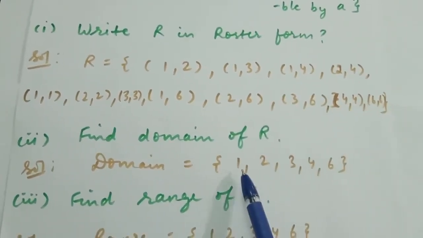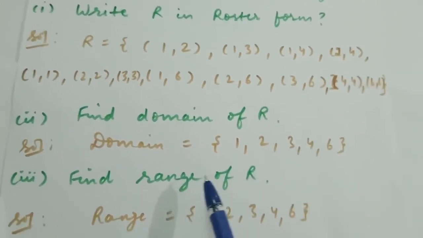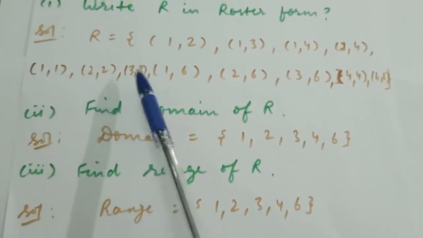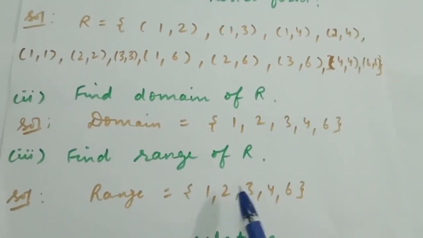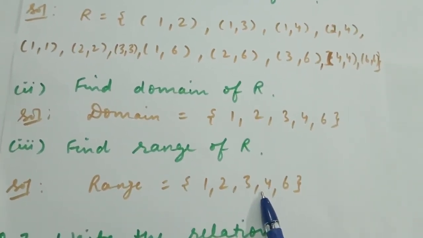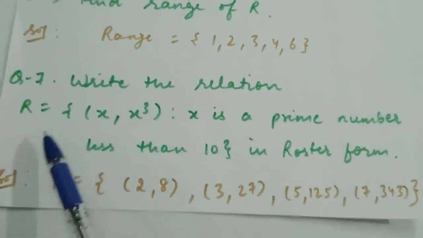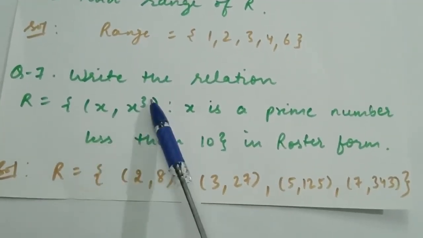So the domain will be 1, 2, 3, 4, 6. That is the complete set A. And the range, you can also see, is also 1, 2, 3, 6 and 4. So the range is also the complete set A. Clear?